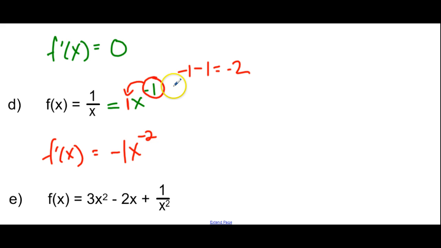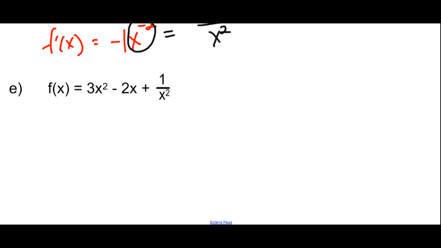But we don't really write terms with negative exponents, so that actually goes to the bottom. This derivative is actually negative 1 over x squared. Alright?